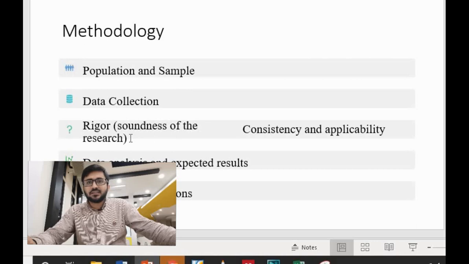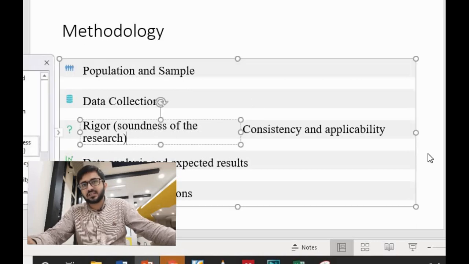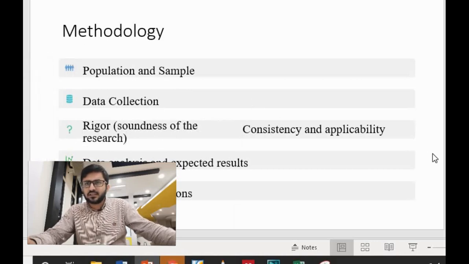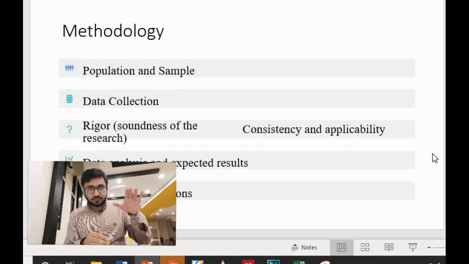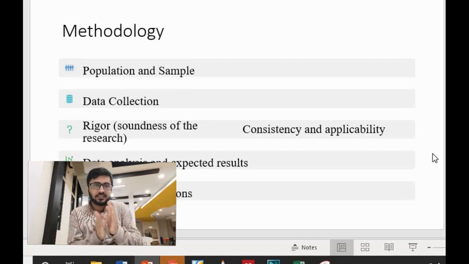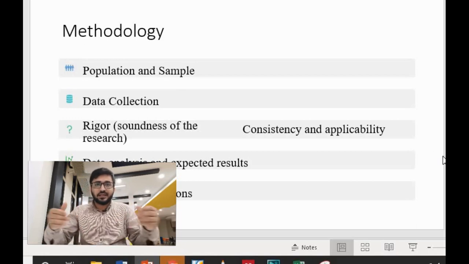And the other thing is the rigorousness, or soundness, of the research. You are supposed to tell how you will check the consistency and applicability of the results. So this is called rigorousness in research. If you are doing a quantitative study, you can say I will use an instrument, and I will go to an expert and ask him to review that questionnaire. By instrument I mean a scale or a questionnaire. You will also conduct a pilot study to check the applicability of that study.